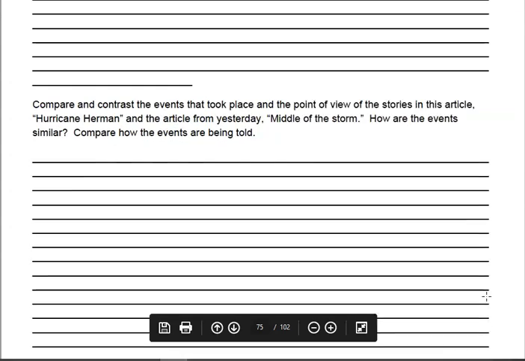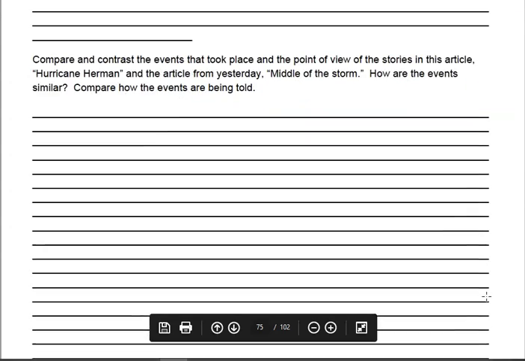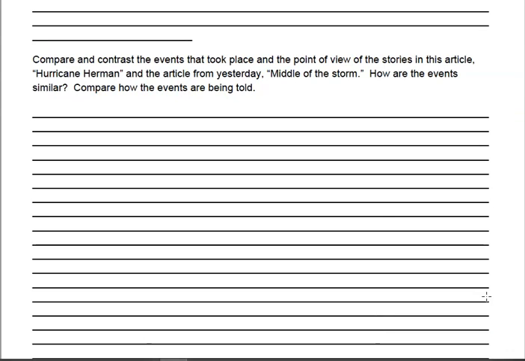So now let's take a look at our big question for today. Compare and contrast the events that took place and the point of view of the stories in this article, Hurricane Herman, and the article from yesterday, Middle of the Storm.